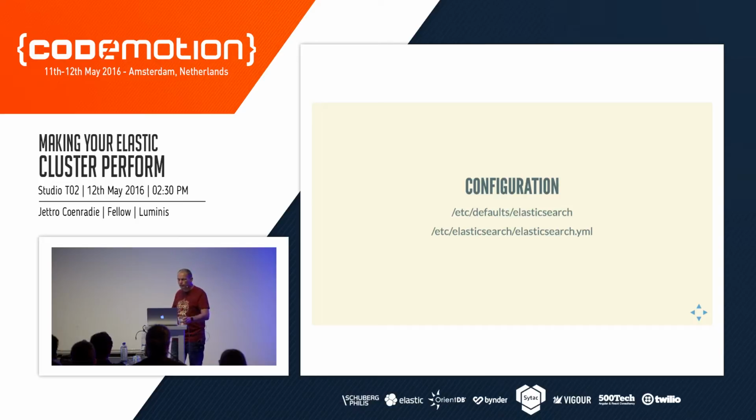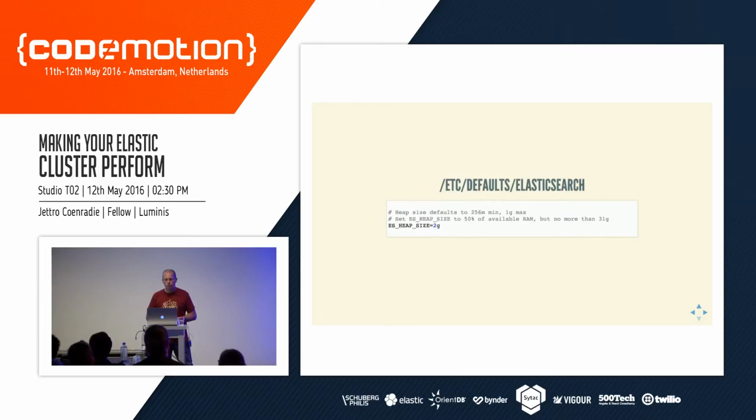So the configuration, there's 2 important files. We have the first one, defaults Elasticsearch. This one is for the process that runs Elasticsearch. And the second one, the Elasticsearch YAML file, is actually more for configuring the node itself. So what should you do in it?